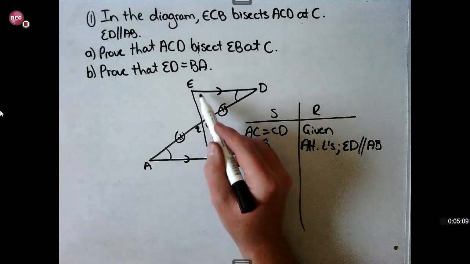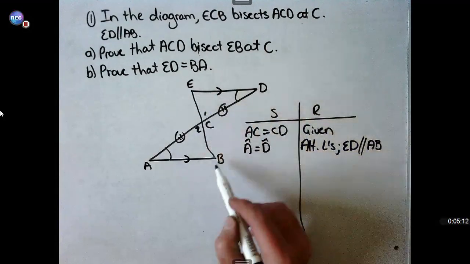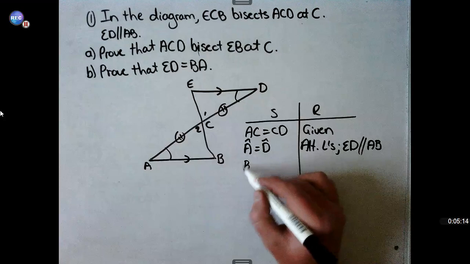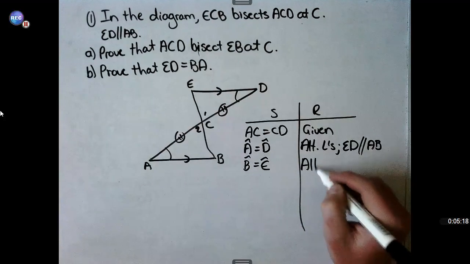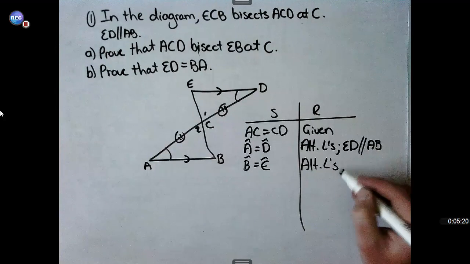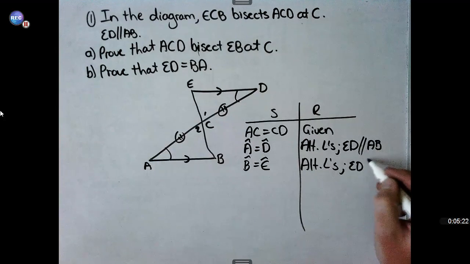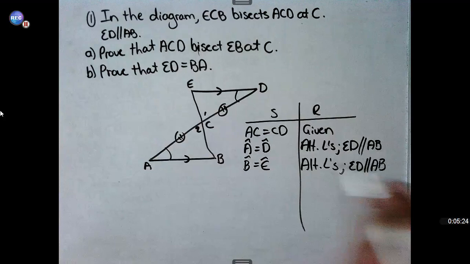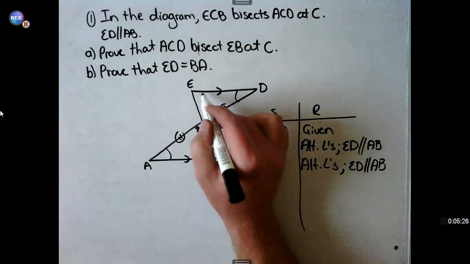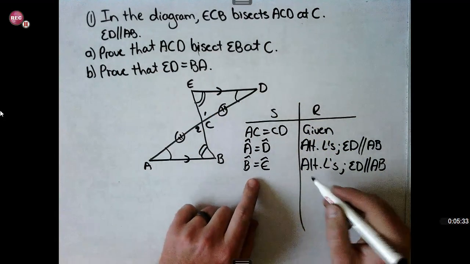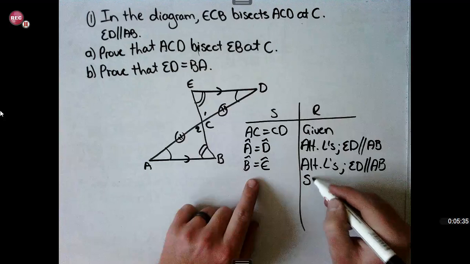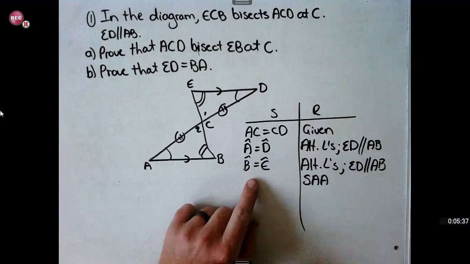Then you'll see that the Z shape is over here. So angle B should be equal to angle E, which are also alternate angles because ED is parallel to AB. So these two are also equal to one another. Now I've got my three facts. The method I used was the side angle method, the SAA method.